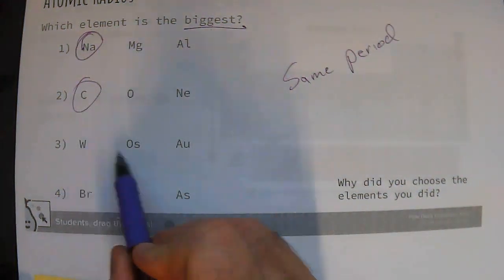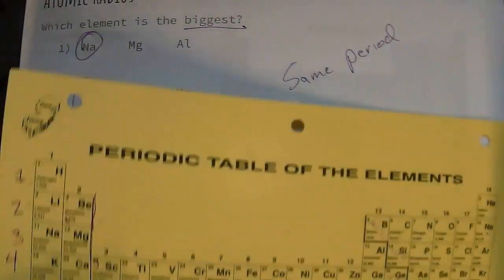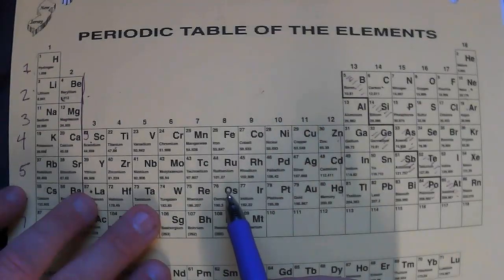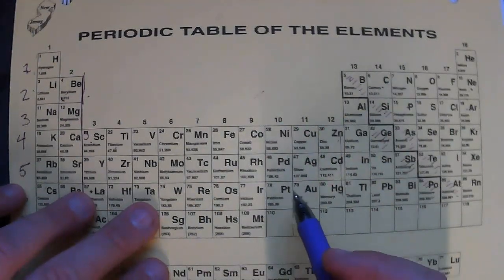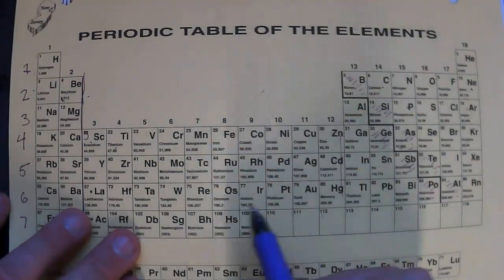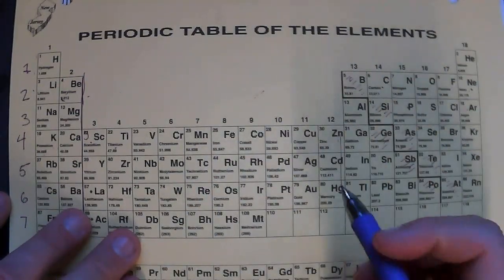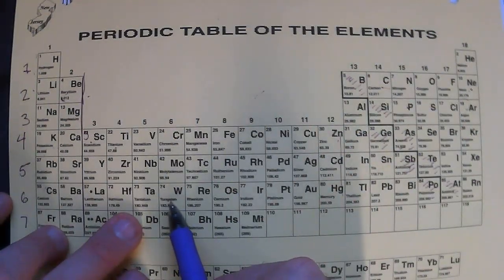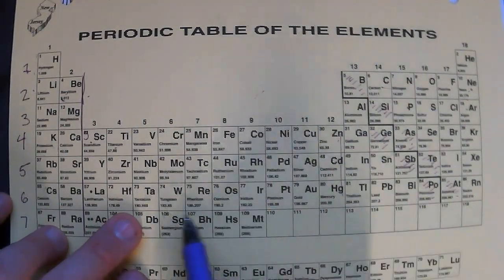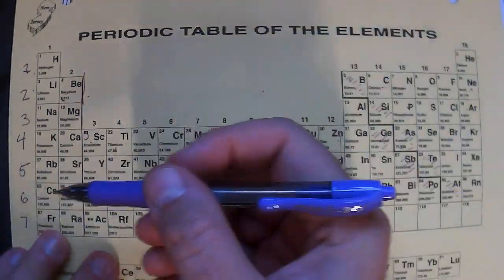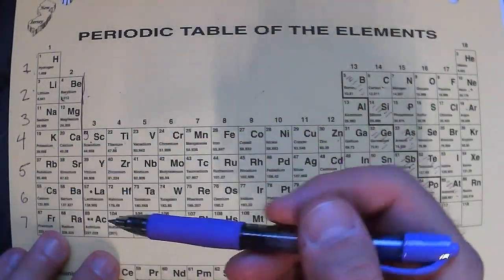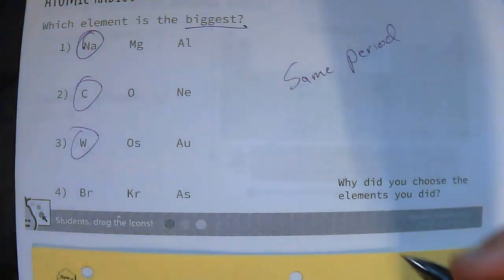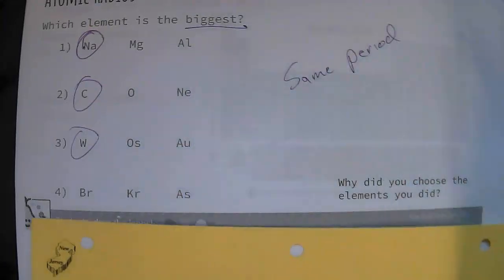Tungsten, osmium, gold. Okay? Just because they're in the transition metals doesn't mean it doesn't follow the rule or the pattern, right? The periodic table is amazing like that. The pattern holds no matter where we're dealing with. So with tungsten, osmium, gold, the further to the left, the bigger it is. So tungsten.